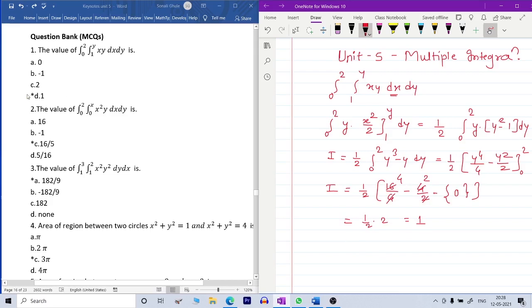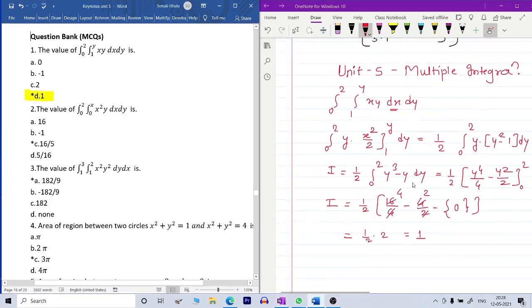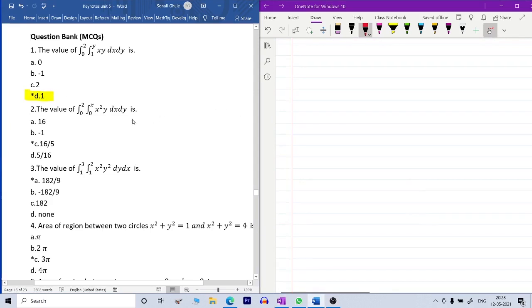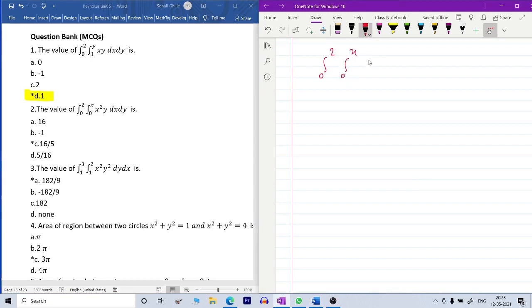So as you can see, this is your correct option. Okay, let's solve the next example. Again it is a double integration, 0 to 2, 0 to x, x square y dx dy. As you can see, the inner limit is in terms of x, so definitely we have to first integrate with respect to y, keeping x constant.